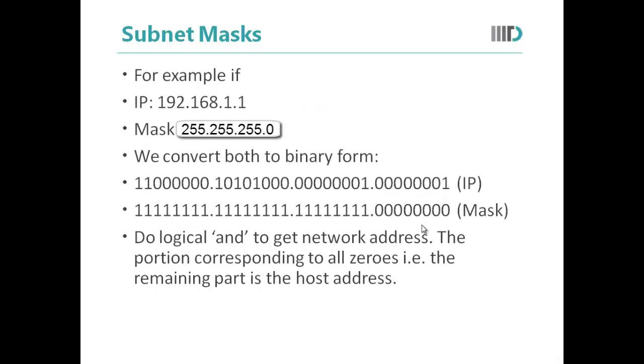So let's see how it actually works. If my IP address is 192.168.1.1 and my mask is 255.255.255.0, and we convert both of them into binary format, on doing a logical AND operation on these two individually bitwise, we get an address which is the network address. After doing so, we will get back 192.168.1, which is the network address, and the remaining portion that corresponds to all zeros is the host address.